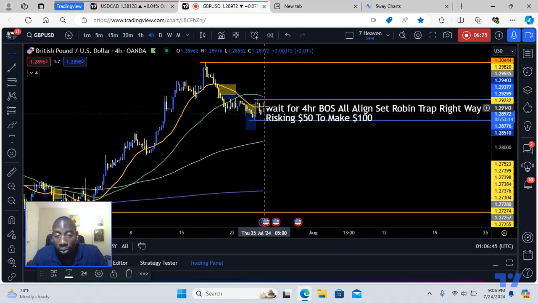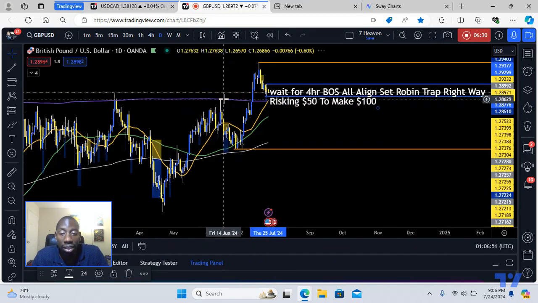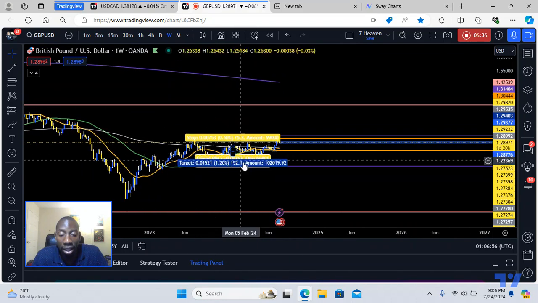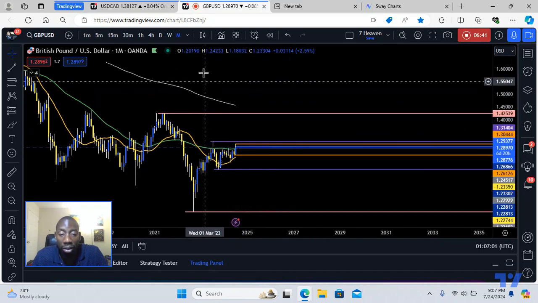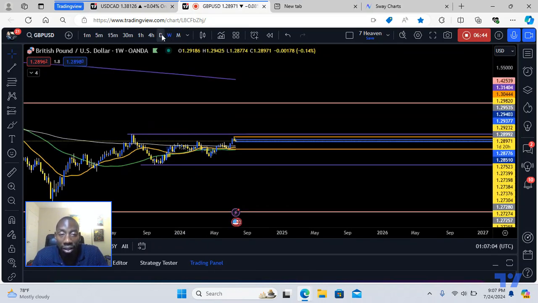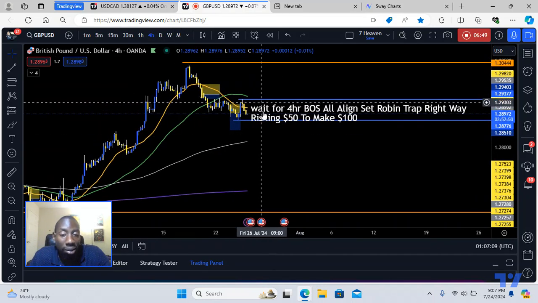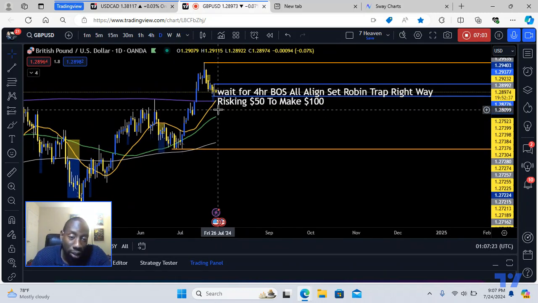So right now, 4 hour is in up structure, right? With 4 hour being an up structure, you got the daily in up structure. You got the weekly in down structure and the monthly in down structure. So you have down, down, up, and up, right? So I need a 4 hour to break structure, and then that will go with the weekly and the monthly, right? Crossing out the daily, we're saying fuck you to the daily.